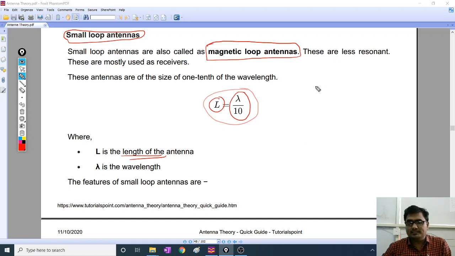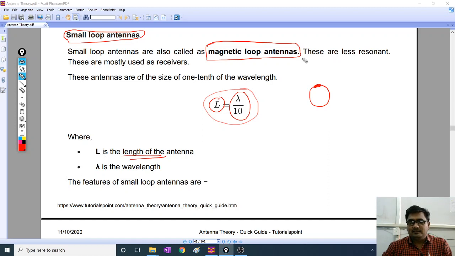Because if the loop size is very small, obviously the capacitive reactance, or just now we have seen one example of stray capacitance. It is not always stray capacitance; we just took an example of stray capacitance. It is developed. So if the loop is very small, the capacitance increases. If capacitance increases, then efficiency decreases. So that's why they become very less resonant.